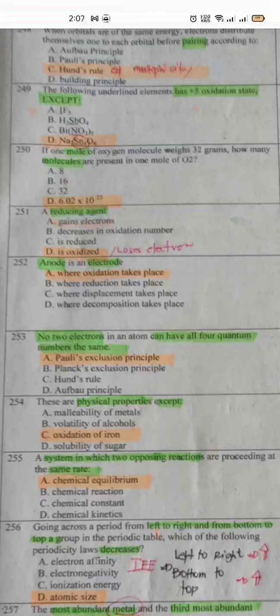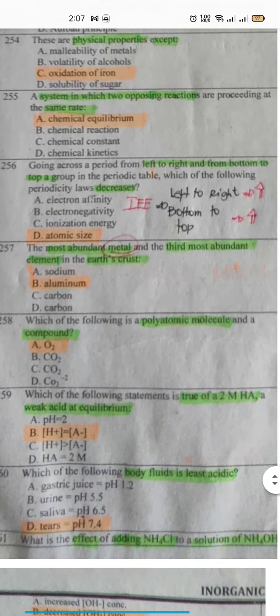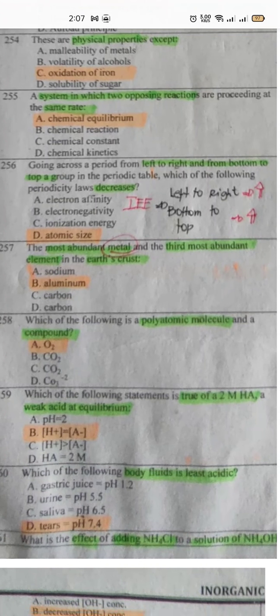Number 256, going across a period from left to right, from bottom to top, in the periodic table, which of the following periodicity laws decrease? That is your atomic size. So, going across the period from your group 1A to group 8A, that is left to right, and then from bottom to top, the atomic size decreases.